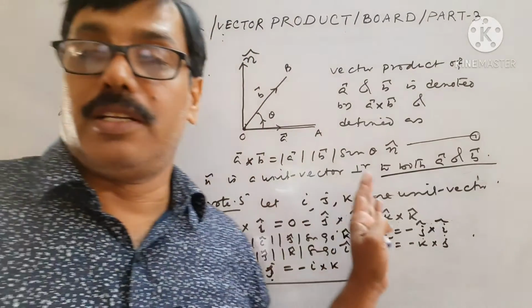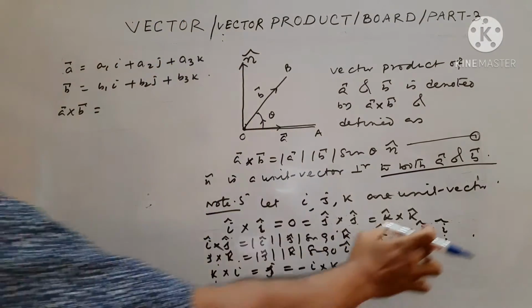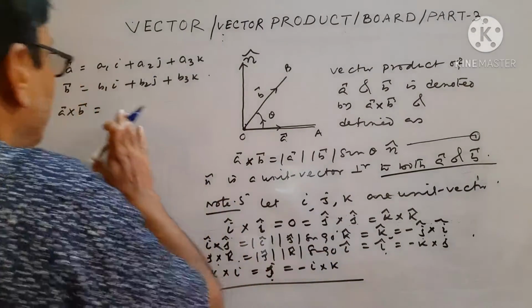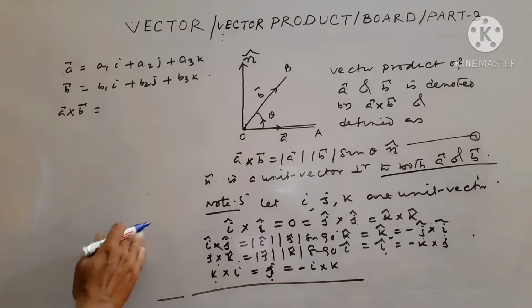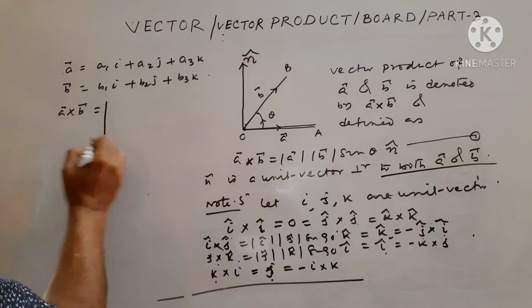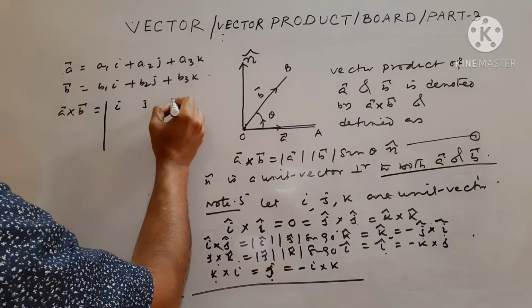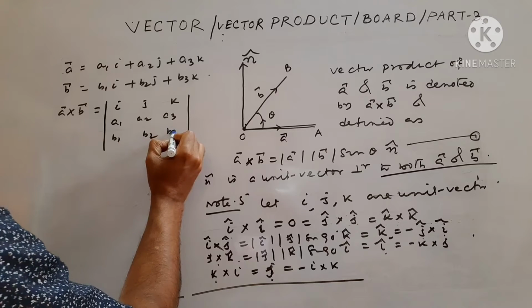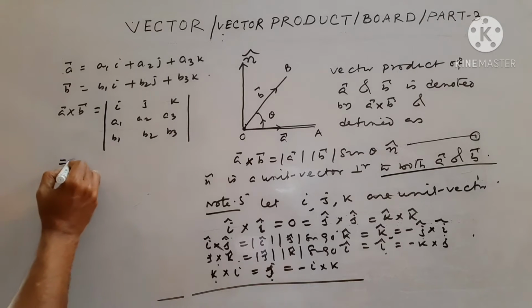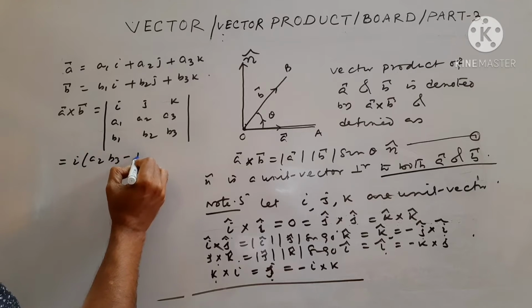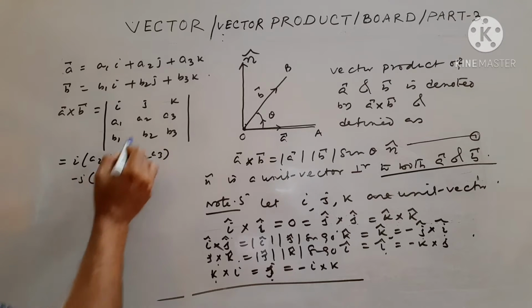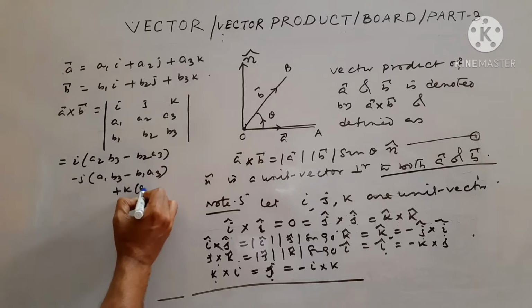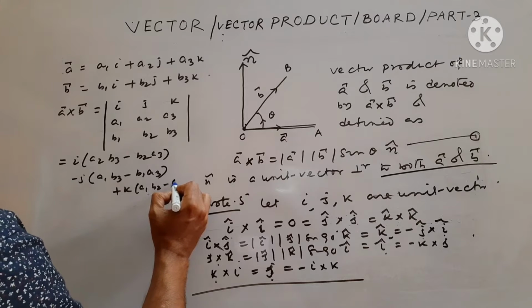So we are not getting all the terms as positive. Some are positive, 3 are positive and 3 are negative. So using the distributive law, you have to find A cross B. So you can write the above result as a determinant with rows i, j, k; A1, A2, A3; B1, B2, B3. If we expand it: i into (A2B3 minus B2A3), minus j into (A1B3 minus B1A3), plus k into (A1B2 minus A2B1). You know how to expand?